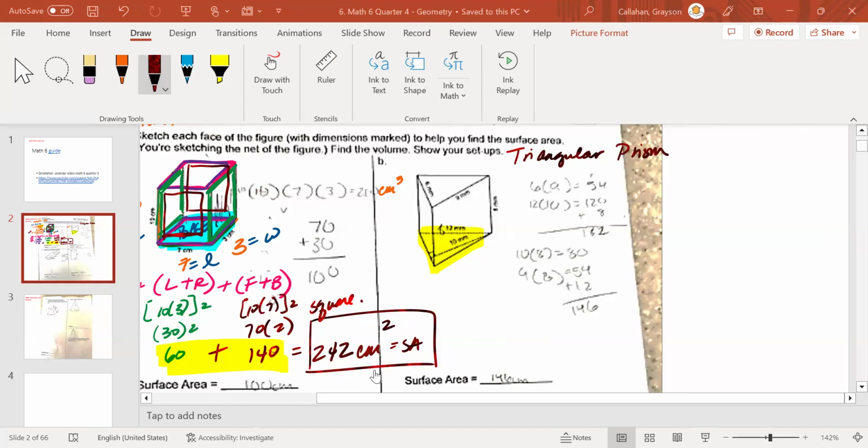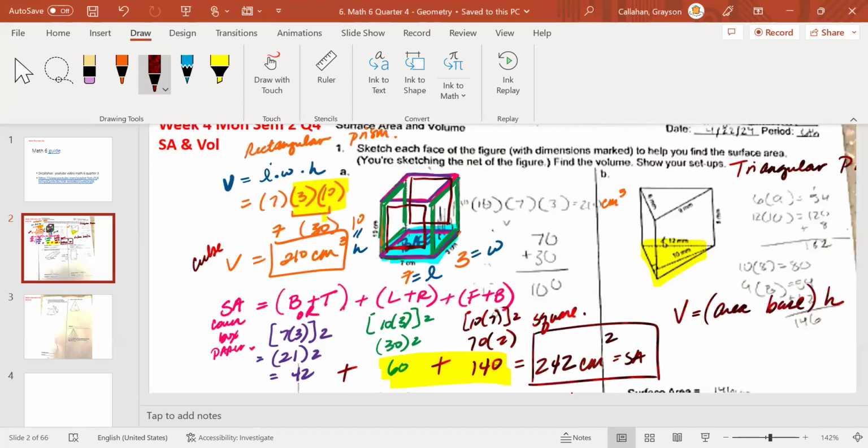Does she even go over this with you guys? Okay. So the volume of this is always going to be the area of the base times height, okay? Just like the volume here for this rectangular prism is the area of the base, which is that blue thing, times 10, which is the height, right?